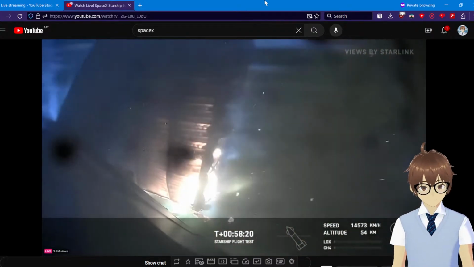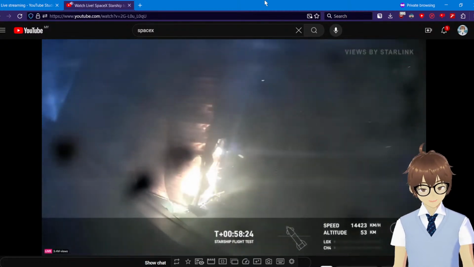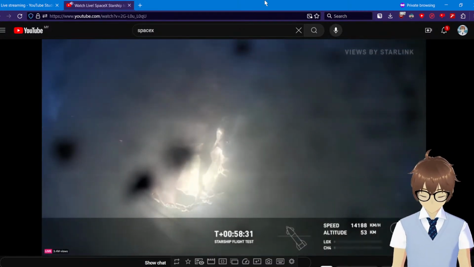That is the question. Keep your eye on the altitude in the bottom right-hand corner. We're still there at 54 kilometers right now. Oh no. Burning like a torch there. Ultimately, the payload today, we've been saying it multiple times, data is the payload.